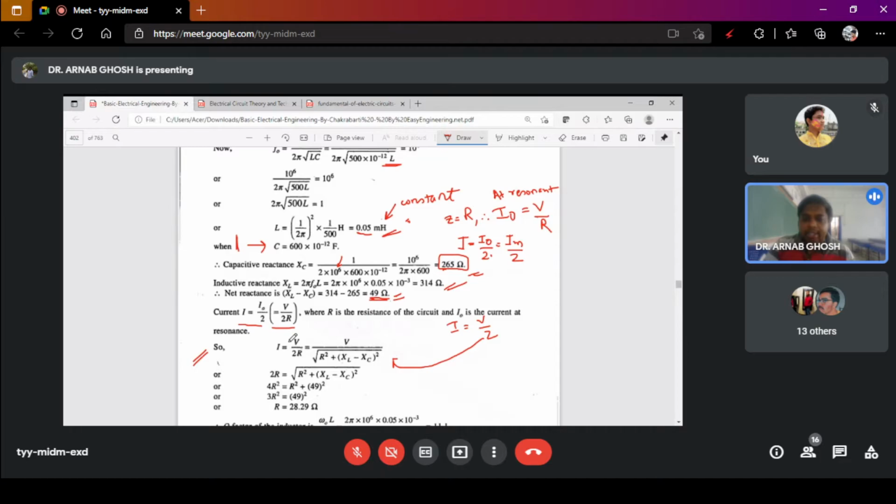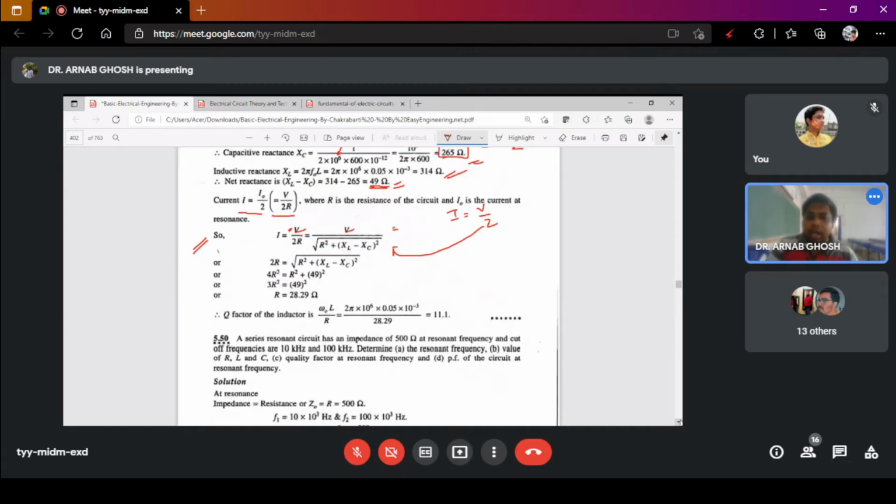So you equate these two. See, V and V get cancelled. You cross multiply, so you are left with 2R is equal to root over R square plus XL minus XC whole square. And then you just calculate this. This value you already know, here you have calculated this as 49. You have squared both the sides: 4R square is equal to R square plus 49 whole square. And then from this you get the value of the resistance.